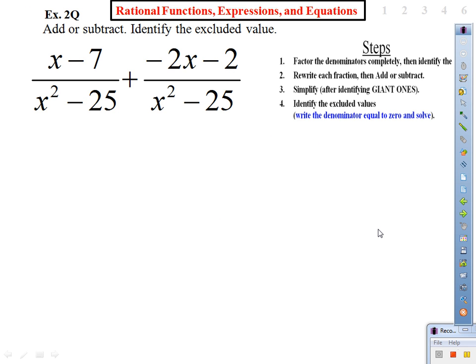All right, copy this one. Example 2Q. x minus 7 over x squared minus 25 plus negative 2x minus 2 over x squared minus 25. See if you can add that one by yourself. I'll give you some time. Copy that and go.